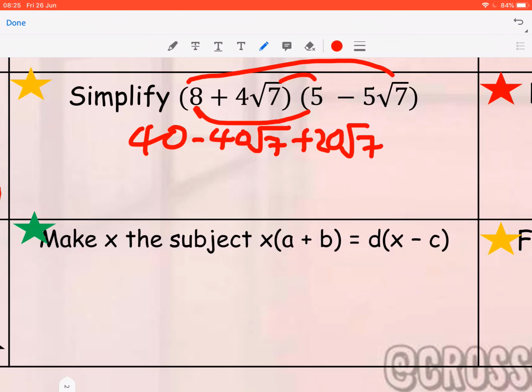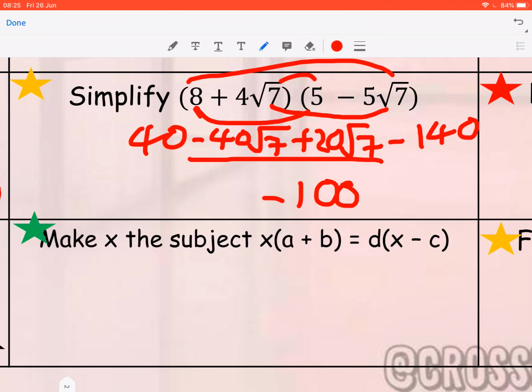And then the last one is where it gets a little bit confusing. The last is these two times together. 4 times 5 is 20. Root 7 times root 7 just makes positive 7. Then 20 times by 7 is what you want. So we're going to have negative 140. Now the bits that will go together, the 40 and the negative 140, will make minus 100. And then the minus 40 root 7 and the plus 20 root 7 is the same as doing minus 40x plus 20x. It'll give you negative 20 root 7 if you simplify.